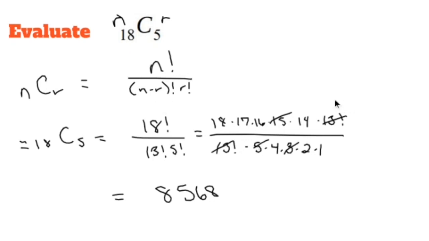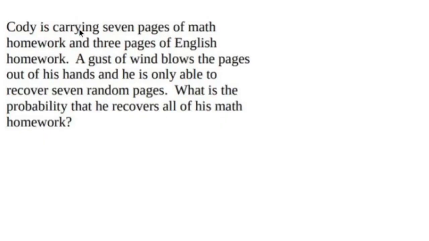Those are combinations. Cody is carrying 7 pages of math homework and 3 pages of English. Oh, that's the way it should be, Cody. Math is more important. A gust of wind blows the pages off of his hands, and he is only able to recover 7 random pages. What is the probability that he recovers all of the math homework? Well, we have 7 maths, and we have 3 Englishes, giving us a grand total of 10 pieces of paper. All 10 of them are laying on the ground.